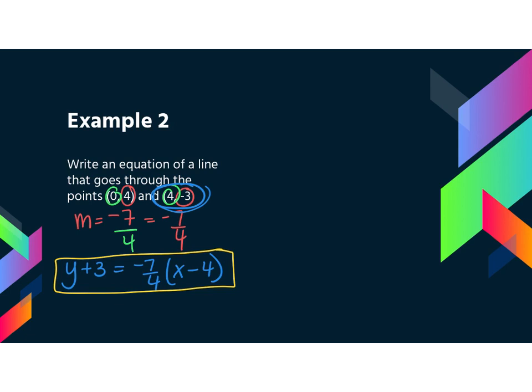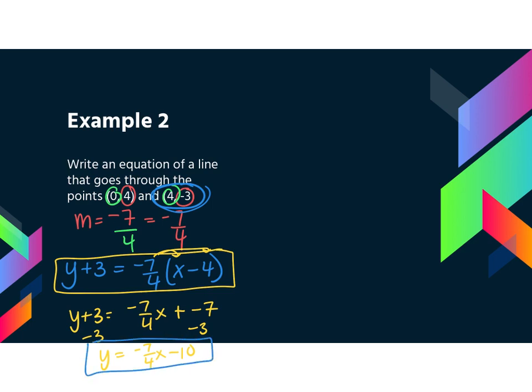We could also go ahead and write it in slope-intercept form by distributing first. So y plus 3 equals -7/4 x plus -7, because the 4's would cancel once we distribute. So then I'd subtract 3 on both sides, and I'd get y equals -7/4 x minus 10. And this would be in slope-intercept form. Either one is an equation. It just depends if the problem asks you to write it a certain way. If it does not, you could choose either.